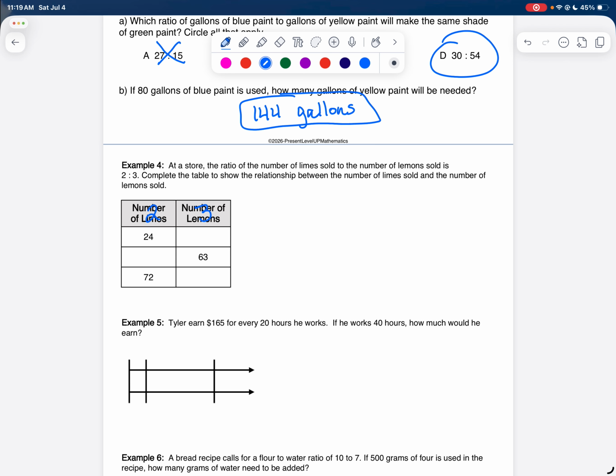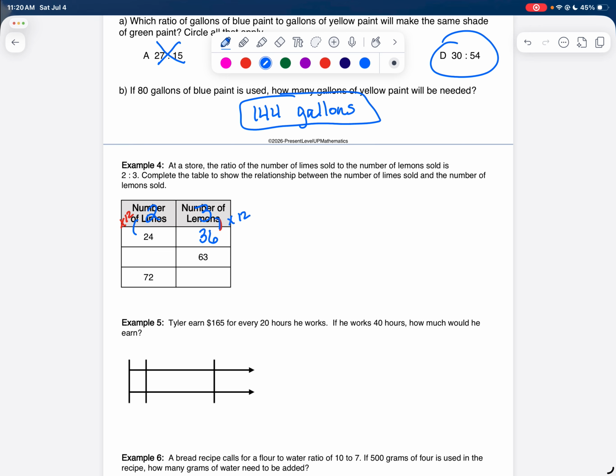And what we're going to do is create equivalent ratios by scaling up. So to get from 2 to 24, you would have to multiply by 12, which means I'd have to multiply this 3 times 12. So 3 times 12 would give me 36. So when there's 24 limes, there must be 36 lemons.